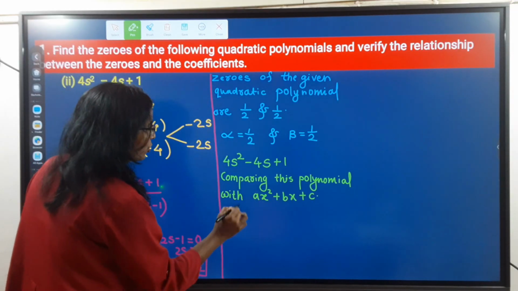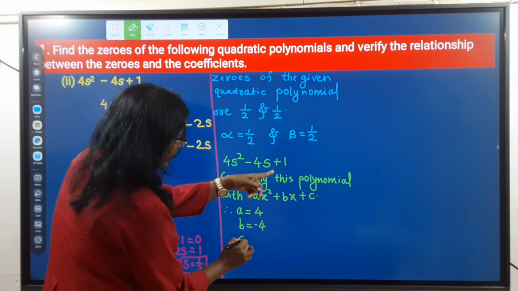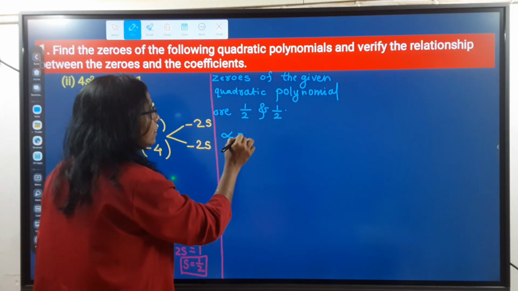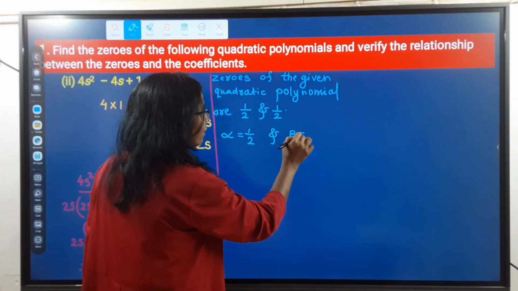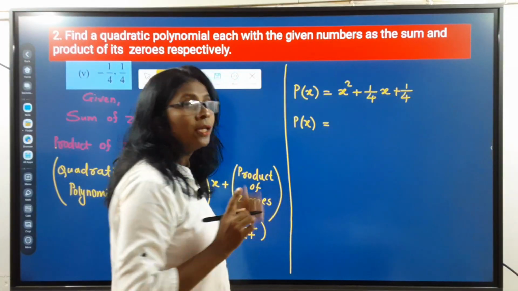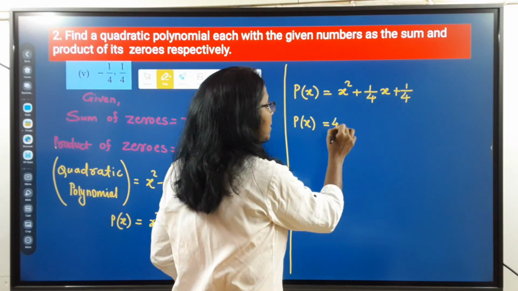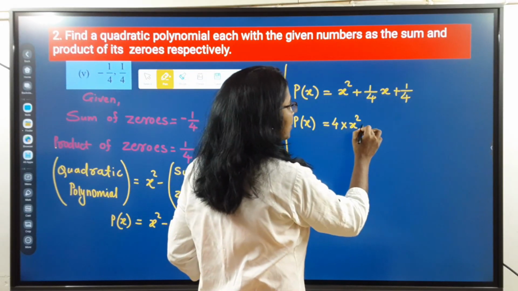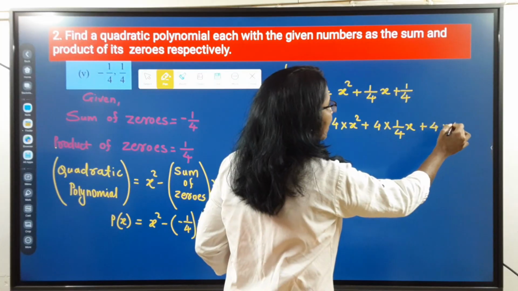Then we get, therefore, a is equal to 4, b is equal to minus 4, and here c is equal to 1 upon 2. And here, students, we consider the first zero as alpha, 1 upon 2, and the second one beta is equal to 1 upon 2. We can simplify this polynomial because there is a denominator, there is a 4. So I multiply each and every term by 4. So 4 multiply x square plus 4 multiply 1 upon 4x plus 4 multiply 1 upon 4.